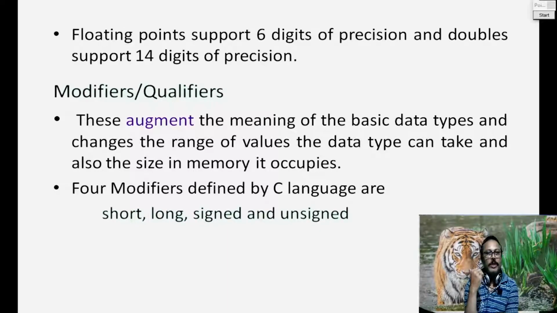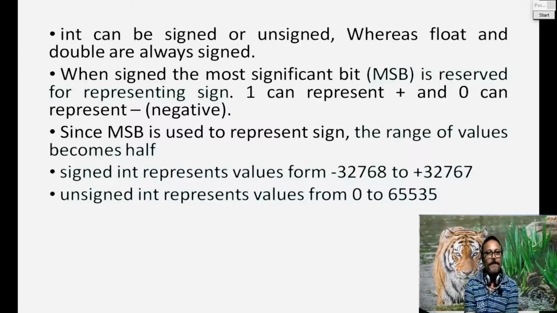Modifiers or qualifiers augment the meaning of the basic data types, and automatically the size and range of values also change. Four modifiers are supported: short, long, signed, and unsigned. So integer can be signed or unsigned. That means positive and negative values are permitted, whereas float and double are always signed.